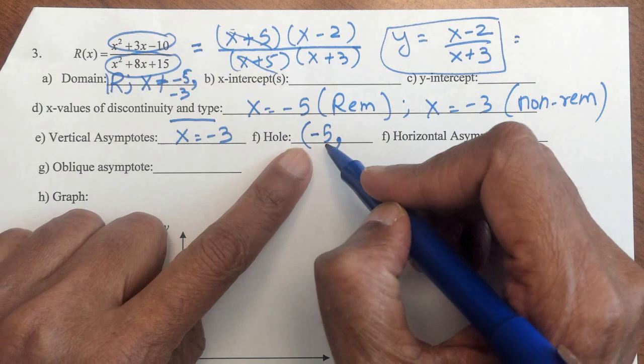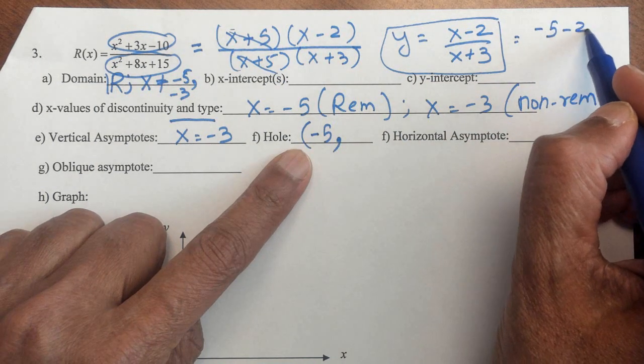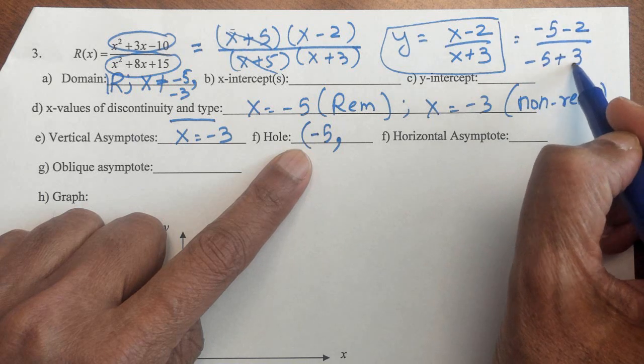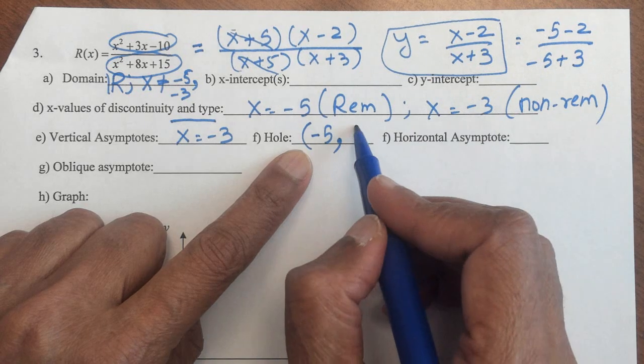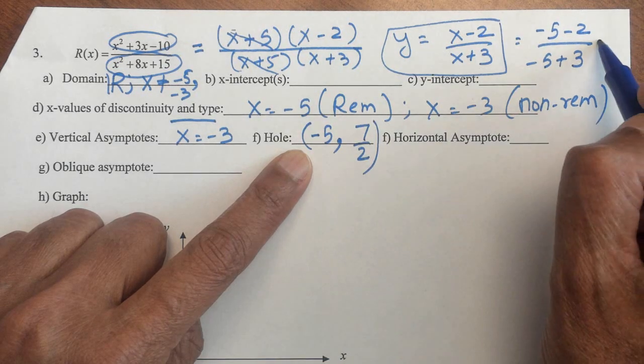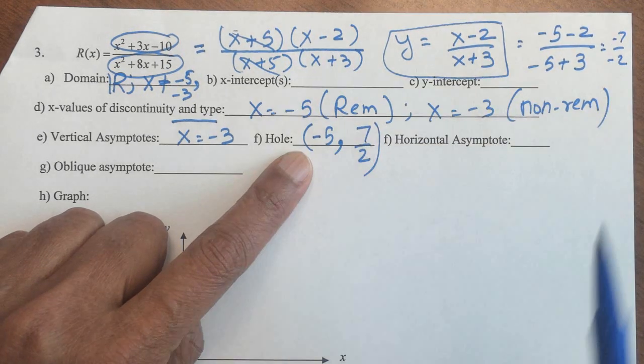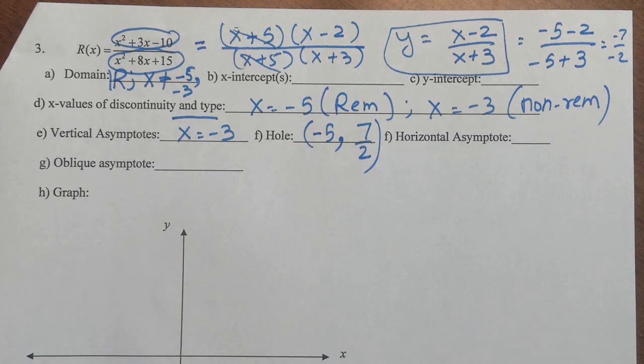So this one is x equals negative 5. So negative 5 minus 2 over negative 5 plus 3. So that is negative 7 over negative 2. Just simplify this. Negative 7 over negative 2 will give you positive 7 over 2.